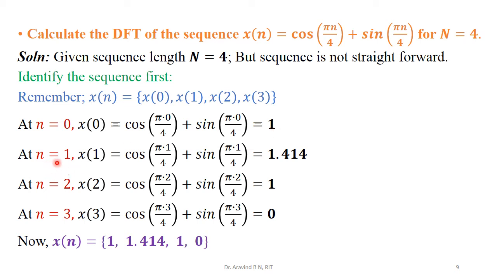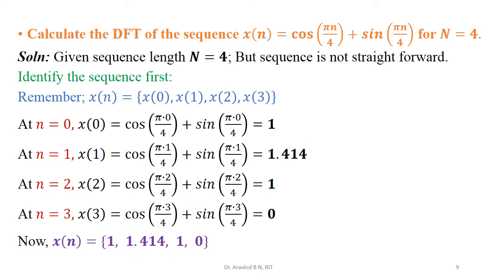Similarly, at n is equal to 1, we are going to get x of 1 is equal to 1.414. You have to make the substitution and simplify to get this value. Similarly, for n is equal to 2, we get 1. For n is equal to 3, we get 0. Now we have got 4 values satisfying the criteria of the length of the sequence, that is 4. Therefore, the sequence x of n will have the representation 1, 1.414, 1 and 0.